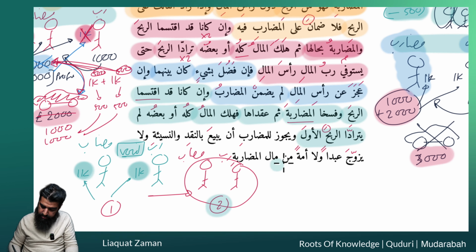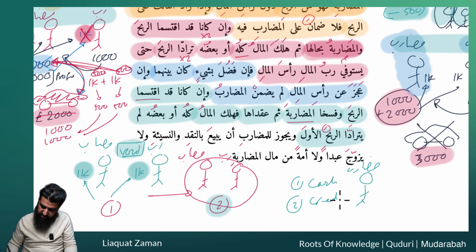The mudarib is allowed to buy things with cash, meaning immediate. He can buy things with credit. This is general rules. He's not allowed to marry off a slave. So if he's got a slave, he can't marry off the slave with that money. He's not allowed to. So these are the three things. He can do cash, credit, and he can't marry off.